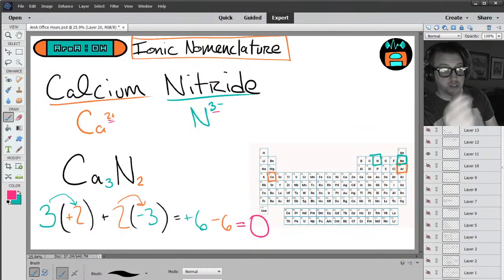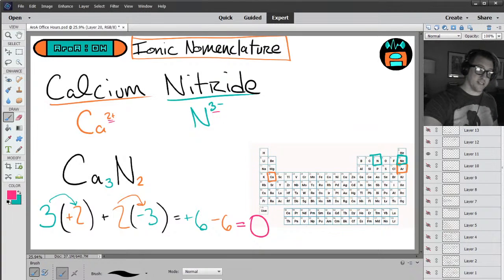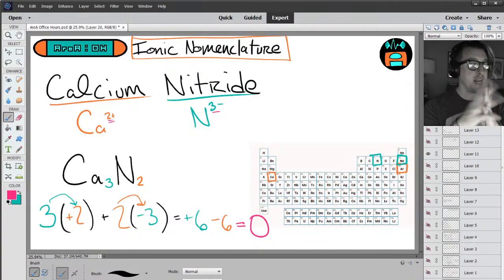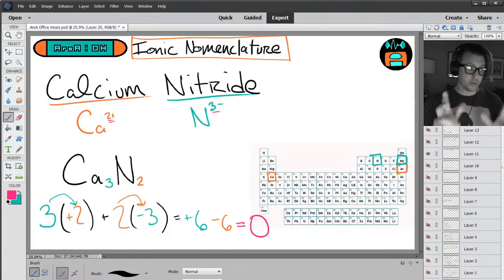That's the quick trick. When your 2 charges don't go into each other evenly, make your anion's charge your cation subscript, and your cation's charge, make that your anion subscript. And that'll get you the right answer. Now, at this moment in time, you can name any ionic compound with main group cations. But what about the transition metals? We got to talk about transition metal nomenclature.